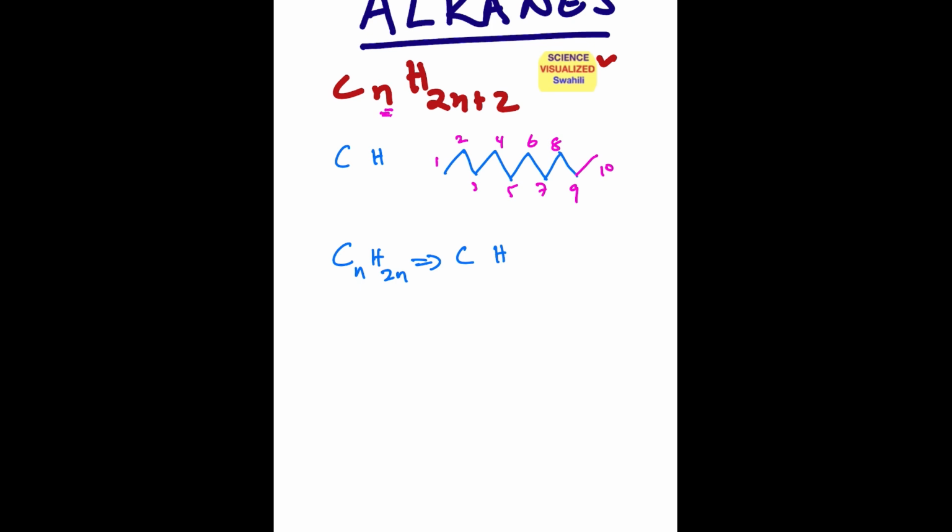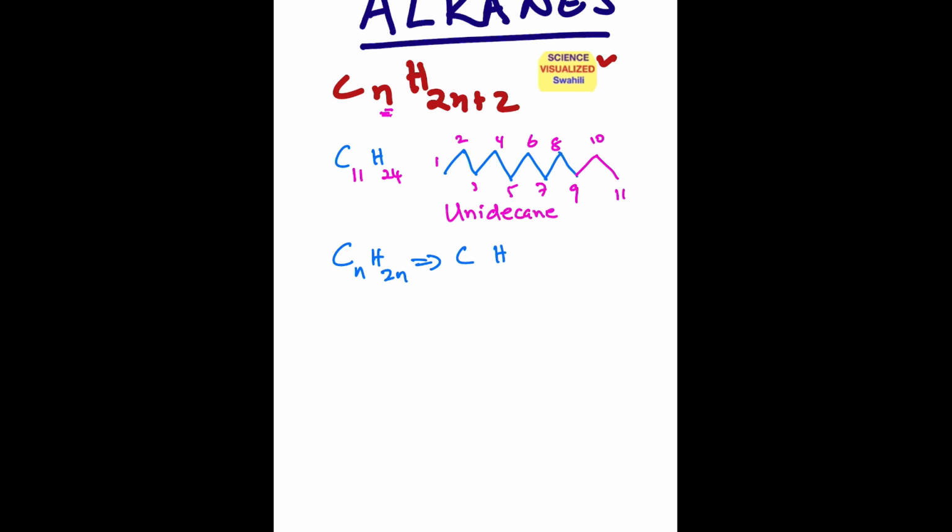With n equals 11, it will be C11H2n plus 2. So 11 times 2 is 22, plus 2 gives you 24. And therefore, you're going to have an additional carbon here. So 10, 11 as the structure, and the name for that is undecane.